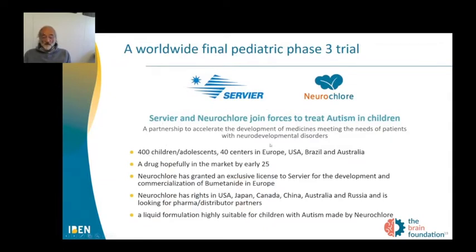We have joined forces, and in this final phase 3, we have almost finished recruitment of 400 children and adolescents in 40 centers in Europe, USA, Brazil, Australia. We hope to have a drug by early 25. We have granted an exclusive license to Servier for Europe, but we still have the rights in the USA, Japan, Canada, China, etc. And we are looking for pharma distributor partners, particularly in the US, where for the moment we have failed. And of course, it would be quite unacceptable to have a treatment working in Europe and not in the US.